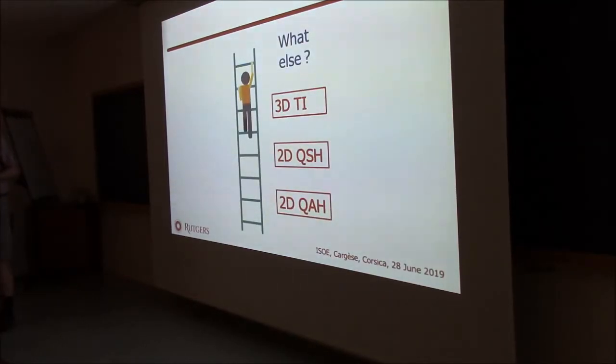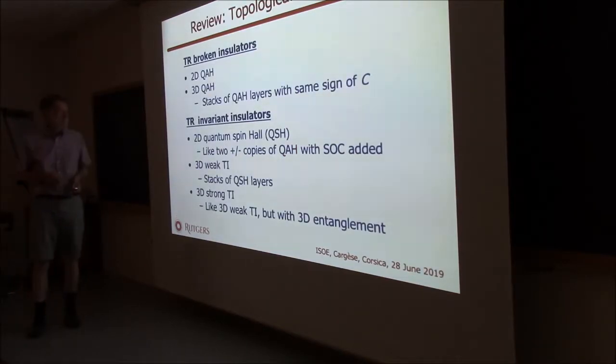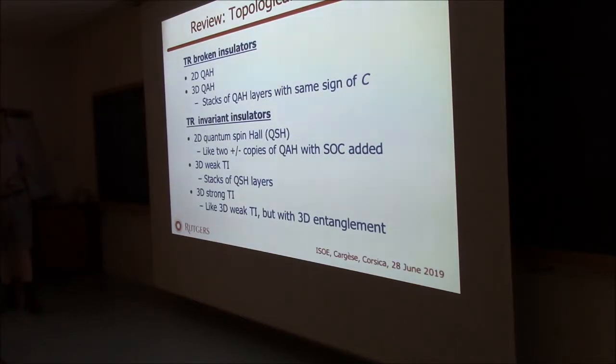Okay, so let me quickly just put up two more slides, and then I'll finish with questions. I've talked about two-dimensional quantum anomalous Hall states, two-dimensional quantum spin Hall states, three-dimensional topological insulators, and that took me 1 hour and 25 minutes. I just want to let you know that the topic is rich with other possibilities.